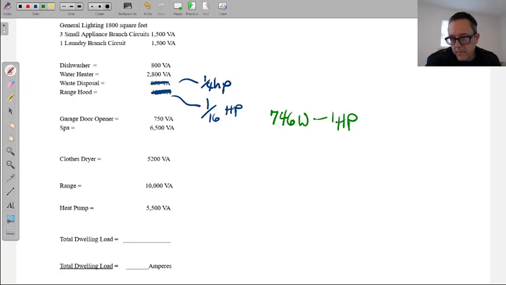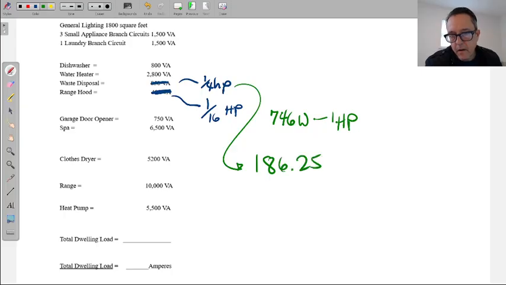Wait, what am I trying to do? So a quarter of 746. My math right now is escaping. Are we gonna have any problems like that for the exam? There we go. No, not to this complicated level. Sorry, for a quarter horsepower, it would be 186.25 watts in that case. So definitely at 850 VA, this was much bigger than a quarter of a horsepower.